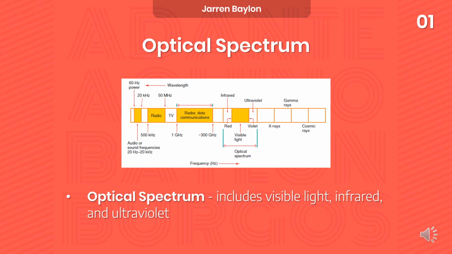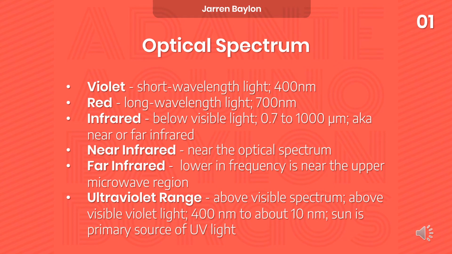Next, we have the optical spectrum, as shown in the figure. This includes the visible light, infrared, and ultraviolet. This will be discussed in the following slide. Now, let us further discuss the optical spectrum.